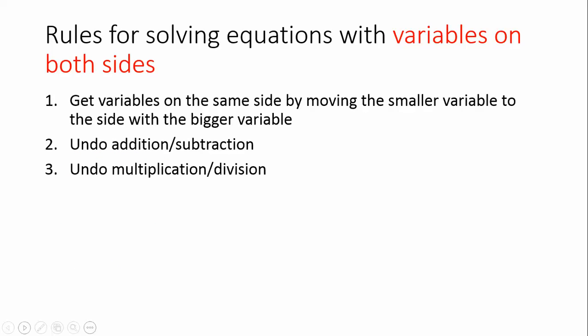Now we're going to look at some equations where we have variables on both sides. And this is quite a bit different than what we were just doing. But when you're going to get the variable on the same side, you always want to move the smaller variable to the side with the bigger variable. And I'll explain why in a moment. But then it's a 2-step equation. So you can undo your addition and subtraction, and then undo your multiplication and division.